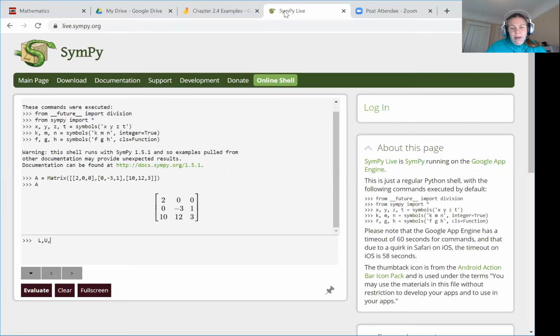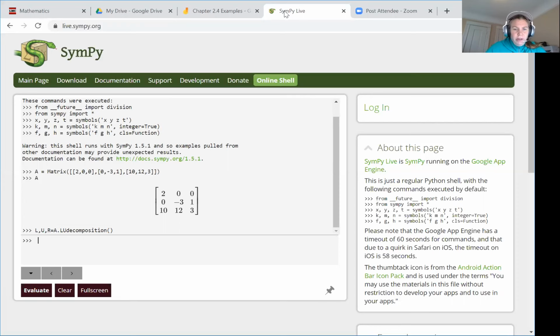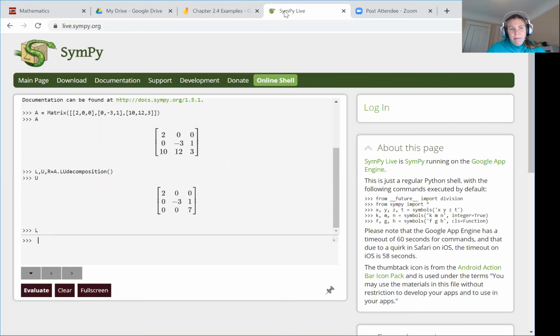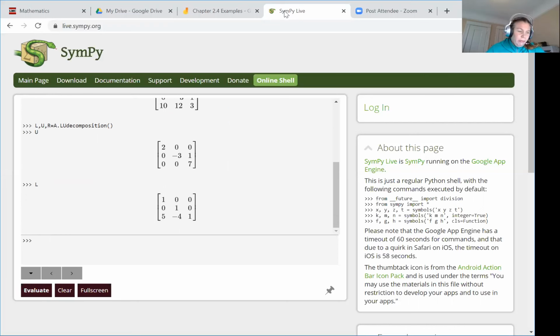Some people put the underscore here if they don't want to actually see those results. And then we say that's equal to A dot, and then our function is LU decomposition. Make sure you spell it right. And you put the parentheses to run the function. And then type U, here's our upper triangular matrix. Type L, here's our lower triangular matrix.